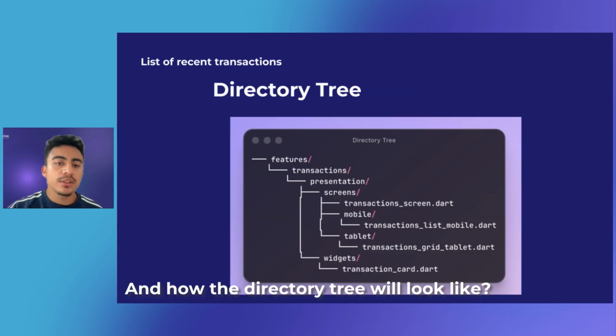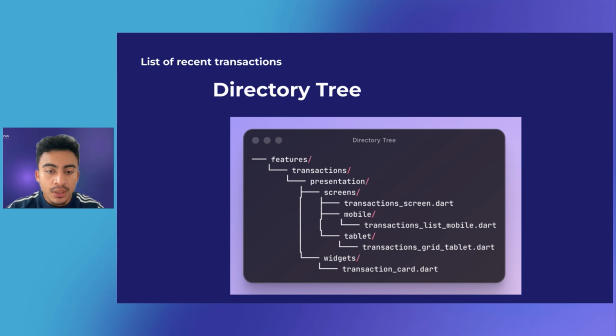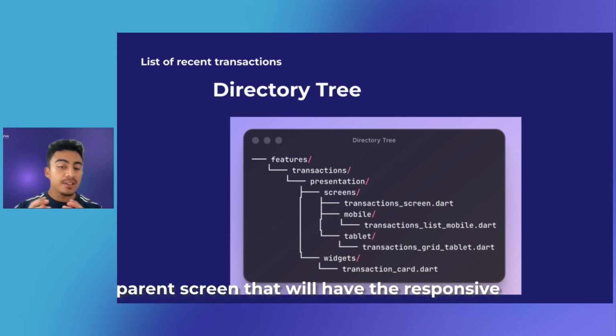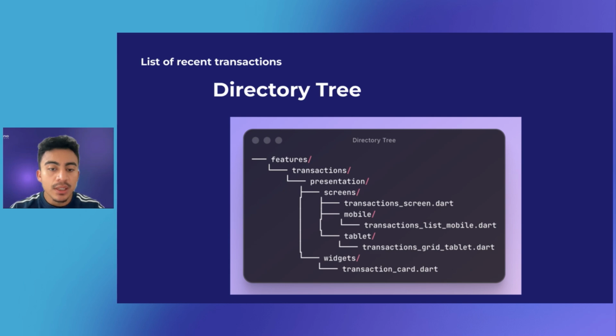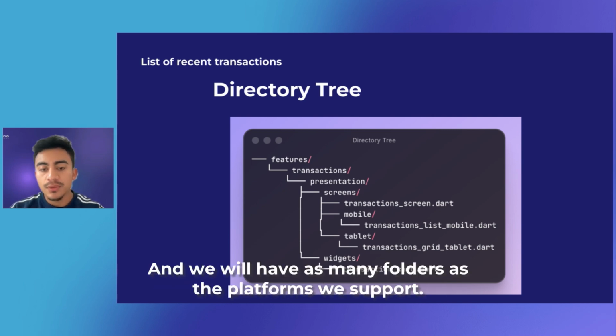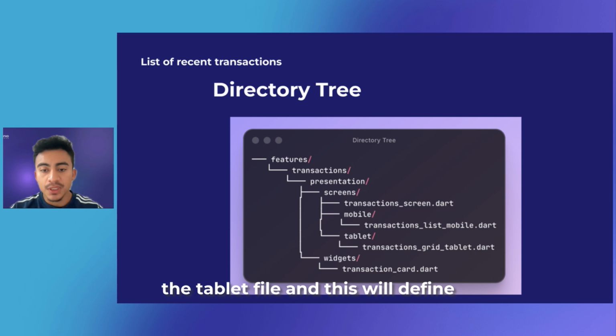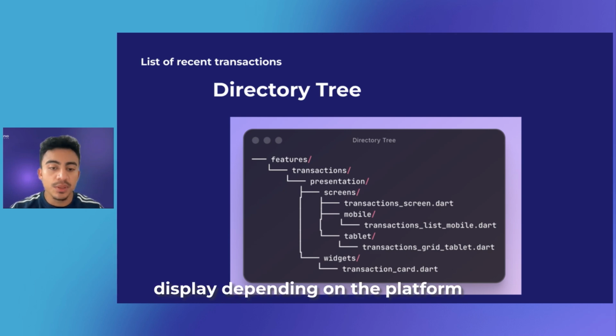And how the directory tree will look like. So here we have the presentation layer, we have the screens. Here in transaction screen, we have the parent screen that will have the responsive widget we just defined. And also we have two new folders, mobile and tablet. And we will have as many folders as the platforms we support. So for instance, we have the mobile file, the tablet file, and this will define the layout that we want to display depending on the platform.